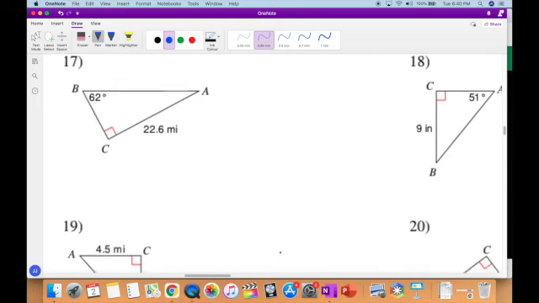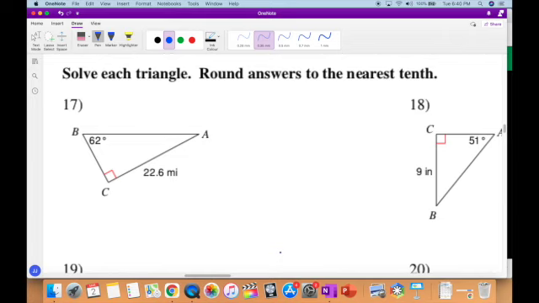So solve the triangle means that you need to find all of the missing angles. So we had to find this missing angle there, and we have this angle here, and you also need to find all of the missing sides. So we have this side here, we need to find this side and this side. So that's what solve the triangle means, right? What do you think is the first thing we should look for, the first thing that we could get?